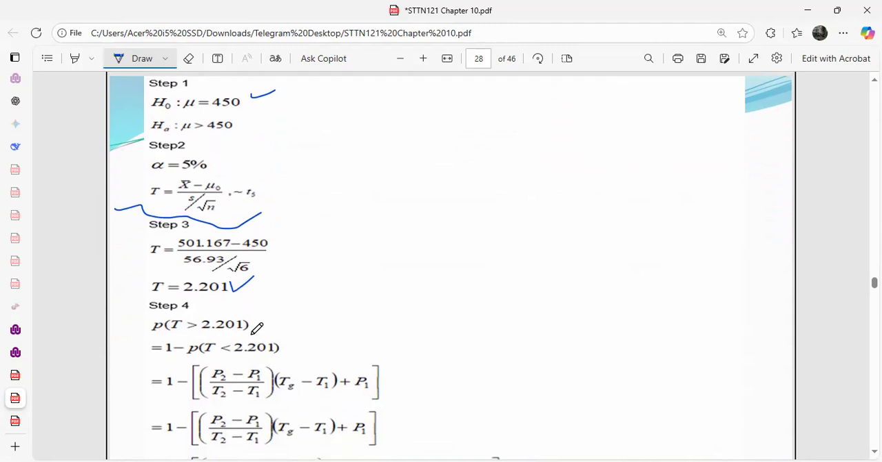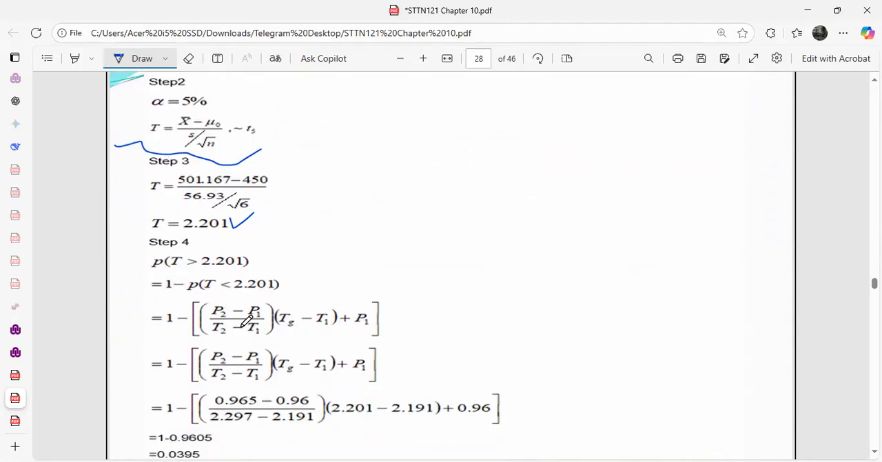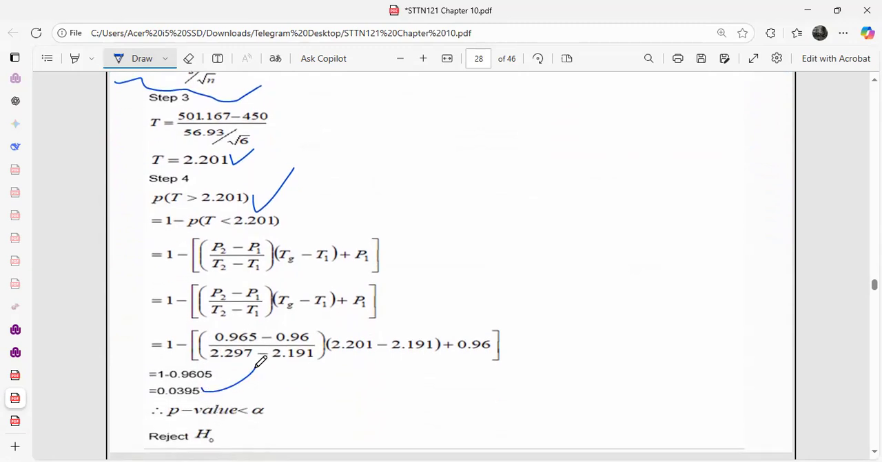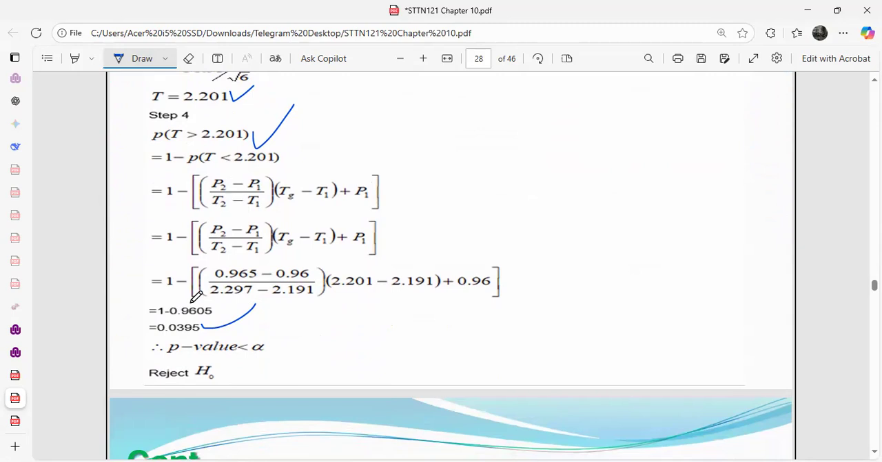Now, after getting the t, you remember there's this video that I did, test one preparation. I explained the method of the t. How do you find the T2, T1? How do you find the P2, P1, T2, T1? I've explained this one on the test one preparation, this method. Now, after you check, the probability was 0,0395.